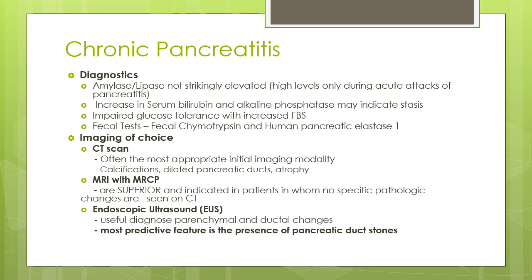CT scan is the most appropriate initial imaging modality which may reveal findings indicative of chronic pancreatitis, like calcifications, a dilated pancreatic duct, and the presence of atrophy. MRI with MRCP may be utilized if no specific findings are seen on CT scan. Endoscopic ultrasound or EUS is used to detect parenchymal and ductal changes, especially the presence of pancreatic duct stones.